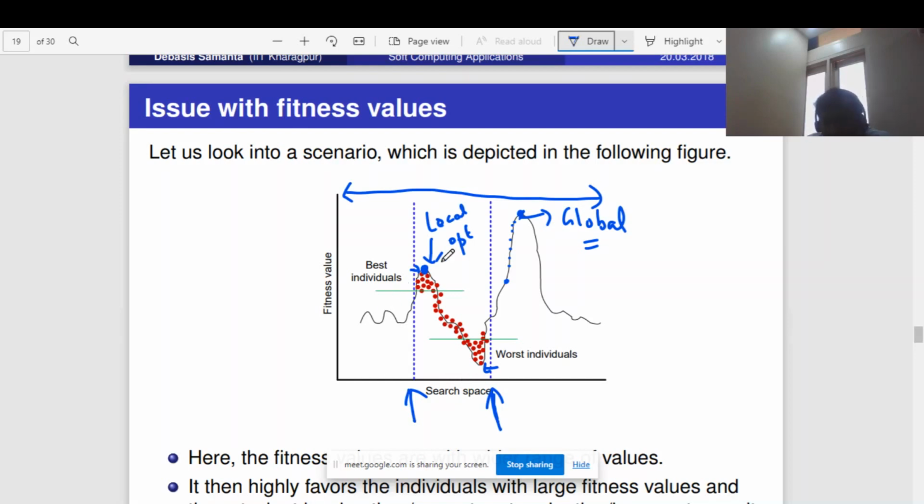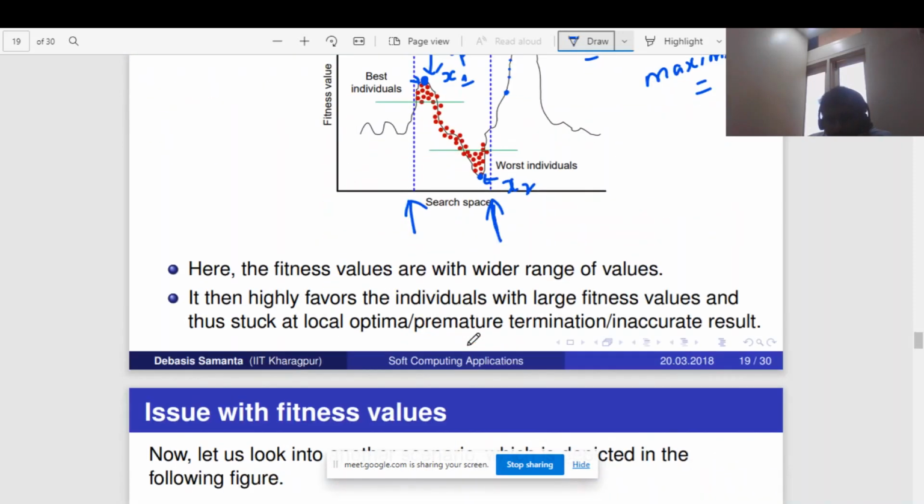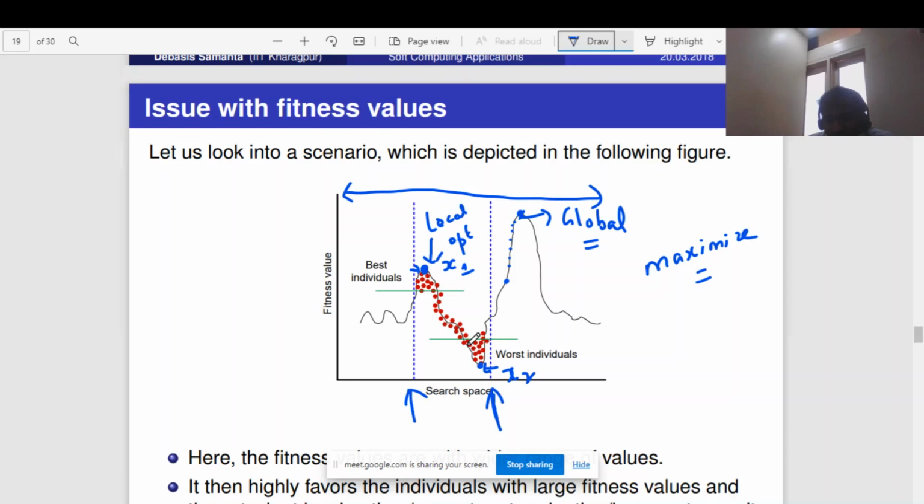This is case one. In case one, if you see, this individual will have some fitness score, say X1. This is the local optimal, and this is the global minimum. But here our objective is to maximize. We don't want to minimize, we want to find the maximum. So say this point is X2 and this is X1. I'll come back here again. This situation may happen in two cases.